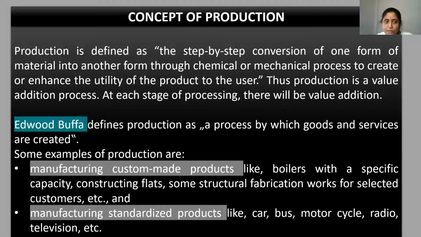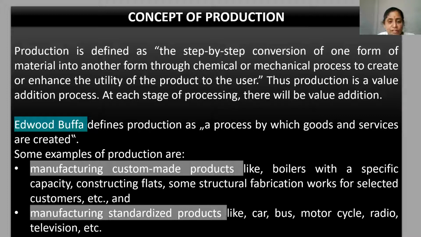Concept of production. Production is defined as the step-by-step conversion of materials into another form through chemical or mechanical process, or to enhance the utility of the product to the user. Converting raw material into a final product, with value addition being given to it. That is, at each and every stage, value is added to that product.